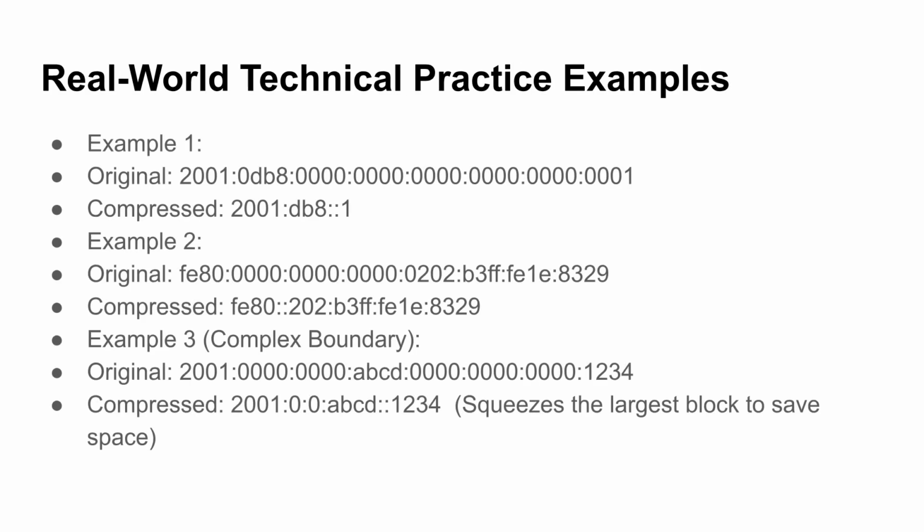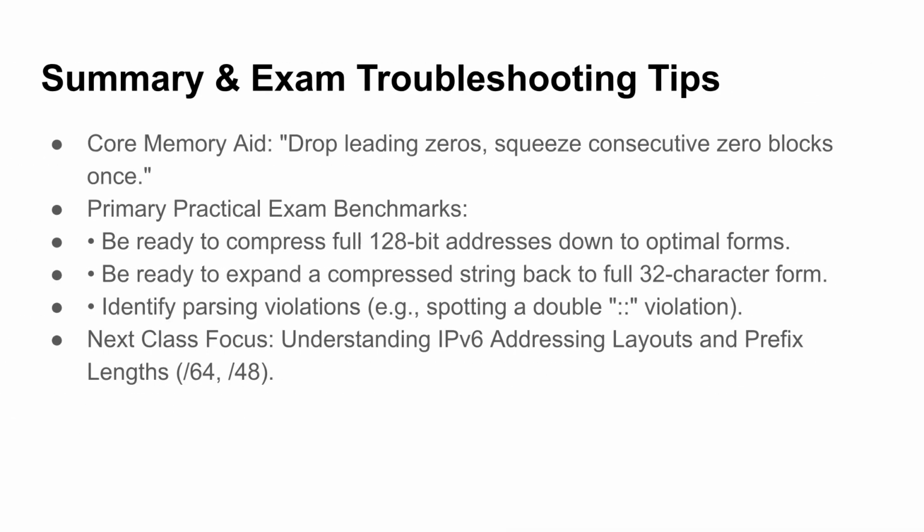Here are a few real-world examples. Note how complex addresses are transformed into their compressed forms, even when handling complex boundaries or multiple sections of zero blocks. To summarize, remember to drop leading zeros and squeeze consecutive zero blocks only once.